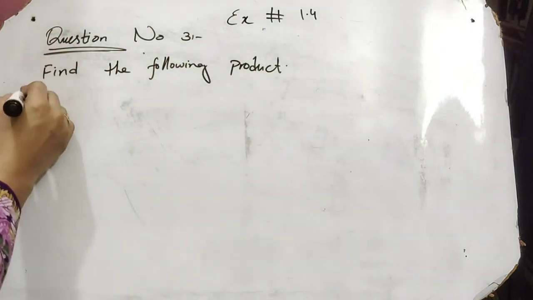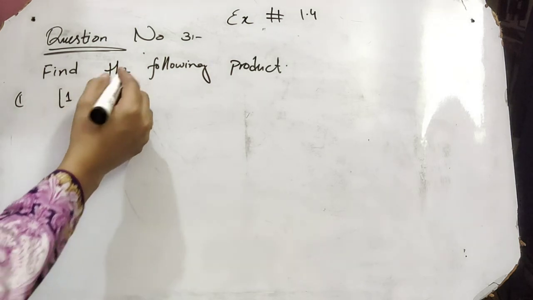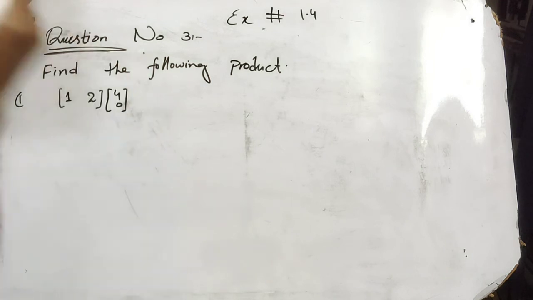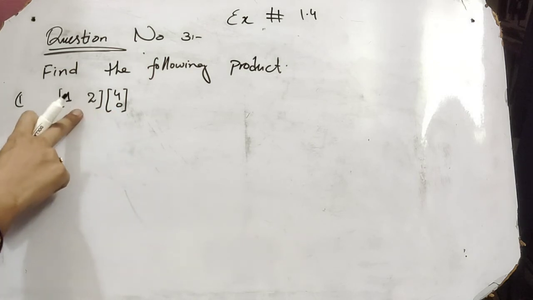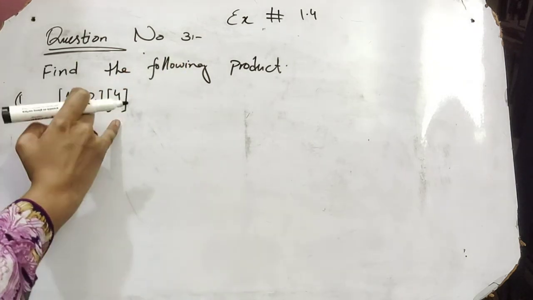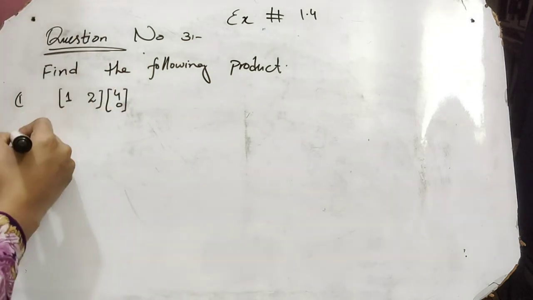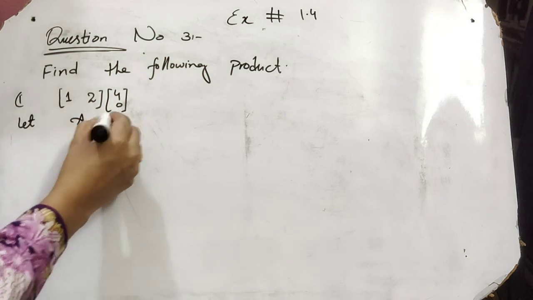The first part is 1, 2, 4 and 0. First, the number of columns of this matrix is equal to 2, and the number of rows of the second matrix is equal to 2. So the product can be done. So let this be A and this be B.